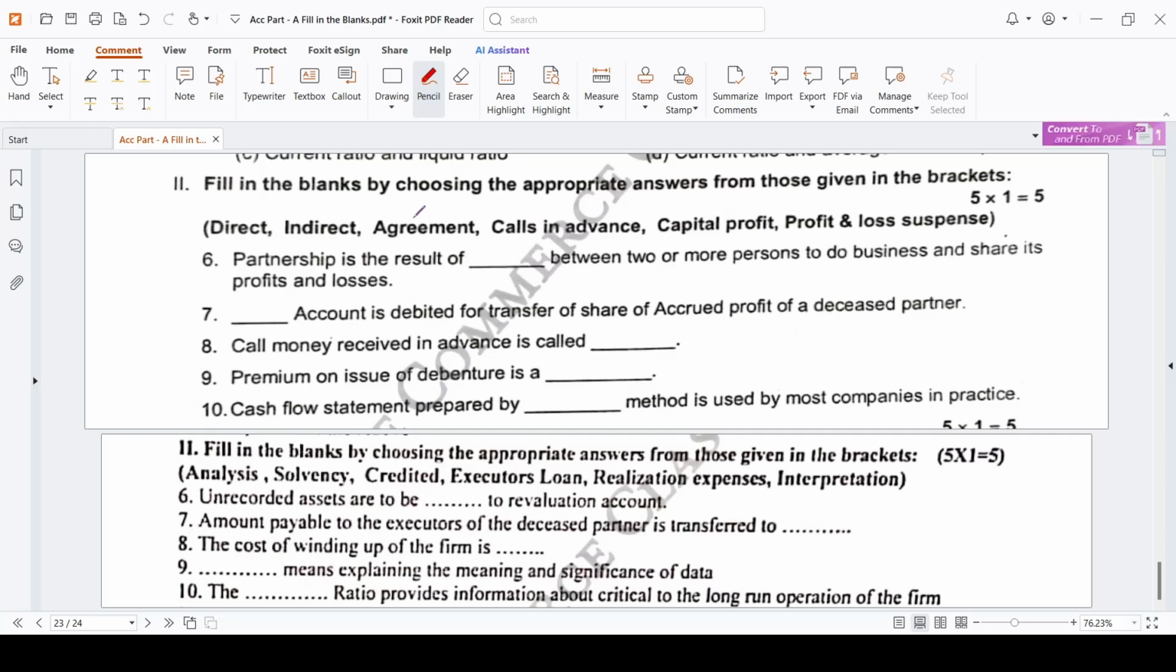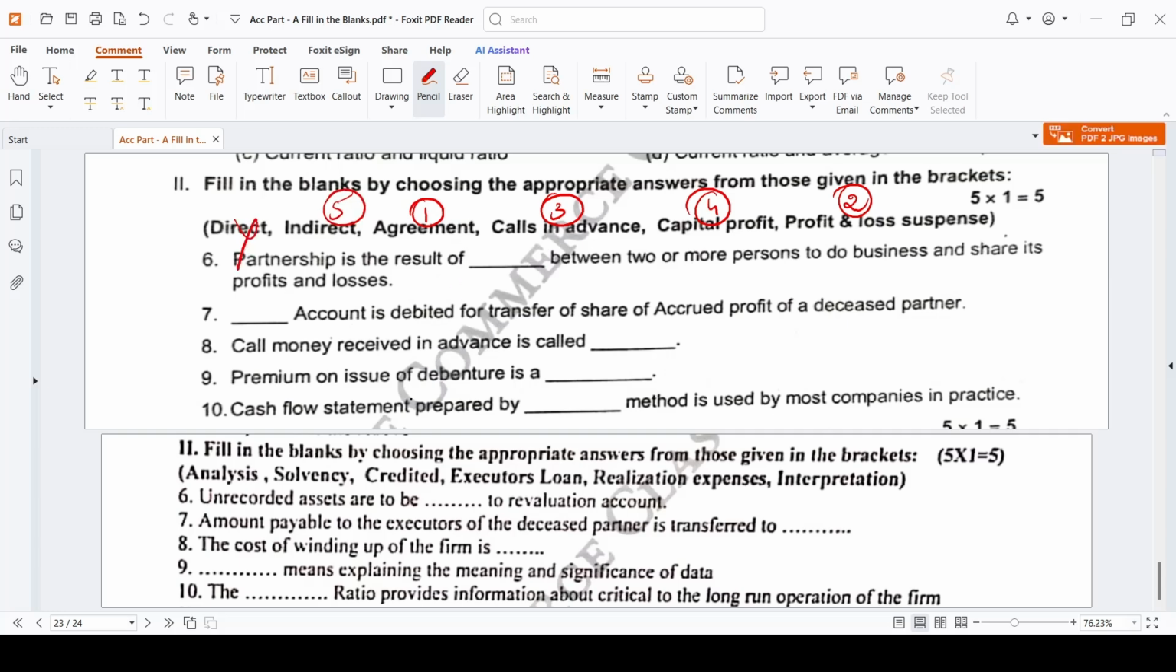Partnership is the result of agreement. Profit and loss suspense account is debited for transfer of share. Call money received in advance is calls in advance. Premium on issue of debentures is a capital profit. Cash flow statement is prepared by the indirect method. Direct method is not the answer.